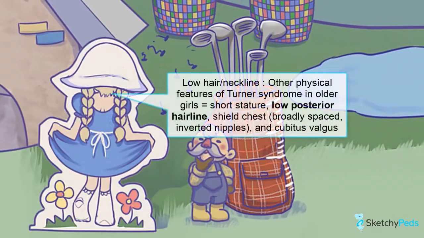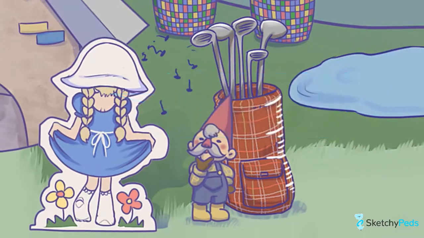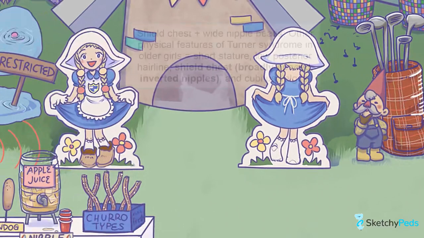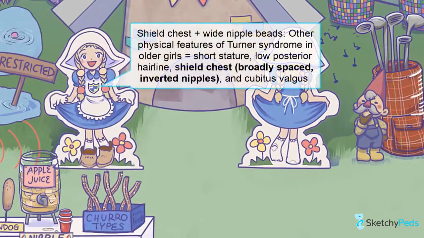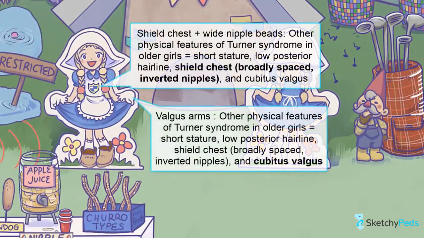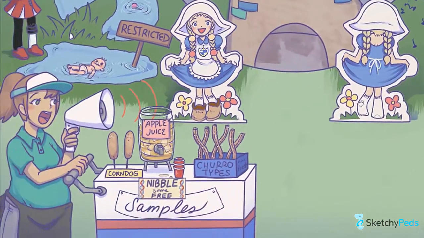What features, you ask? Other features of Turner syndrome include a low posterior hairline, depicted by the low posterior neckline on the back of this Dutch girl cutout, broadly spaced and inverted nipples, which is frequently described as a shield chest, and cubitus valgus, seen here with the Dutch girl's arms bent outward at the elbows.